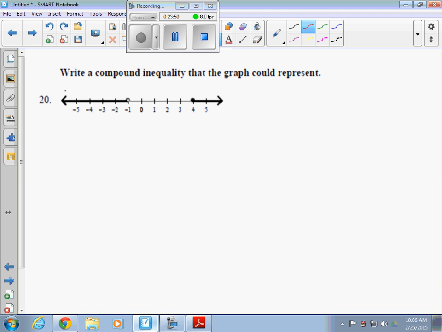Number 20 says write the compound inequality that this represents. This is not showing any overlap, so this is going to be an or inequality. So do this one first. X is something negative 1. You know it's showing numbers that are less than, and the arrow's also pointing this way. So make the mouth of your inequality point that way. So x is less than negative 1, and then we'll look at this side over here.